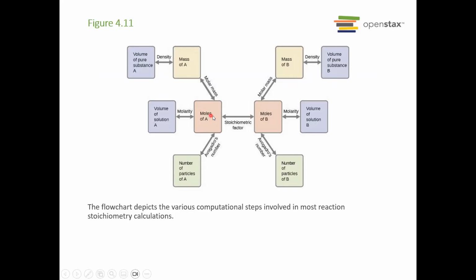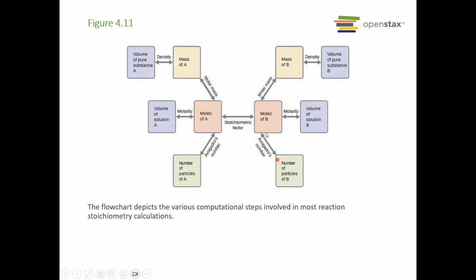So depending on what we're looking for, we'll always have this mole to mole step in order to relate those two substances. But then if we're looking for the mass of a given reactant or product, that'll be where we use the molar mass. If we're looking for the volume of a solution needed, we would use the molarity to then relate moles and volume. Number of particles is less common, but we can still do that just using Avogadro's number.